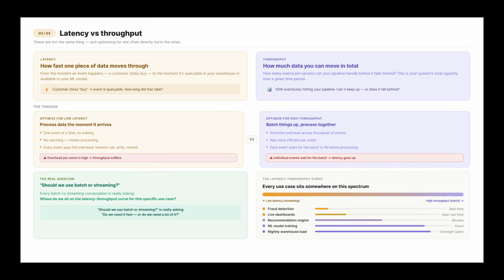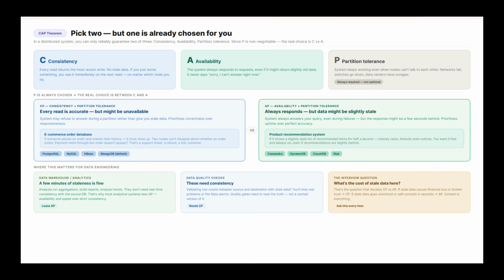When someone asks you, should we use batch or streaming? What they're really asking is, where do we sit on the latency throughput curve for this specific use case? Okay, CAP theorem. This comes up in interviews a lot, and people either over-explain it or completely avoid it. Let me just make it simple.